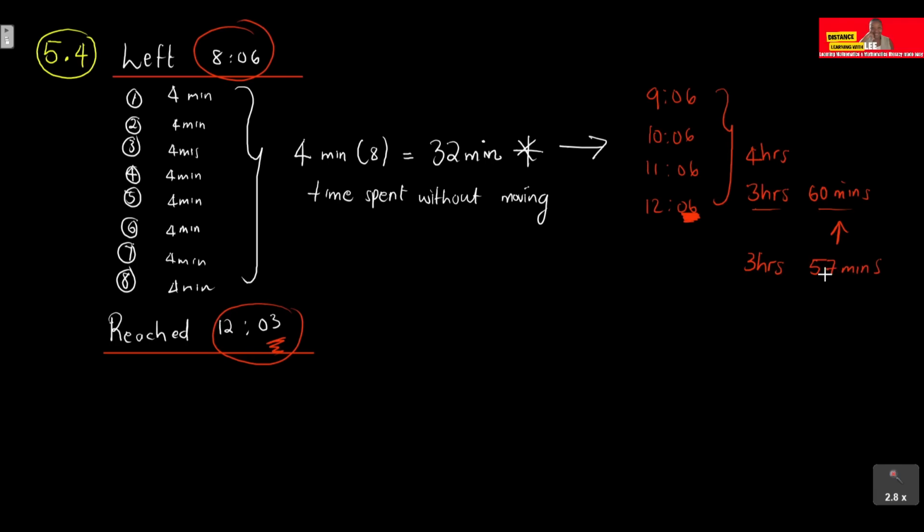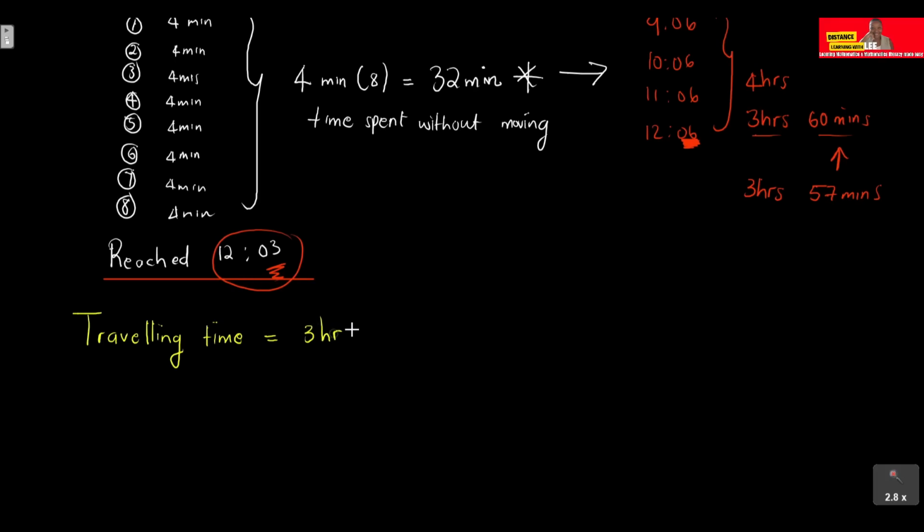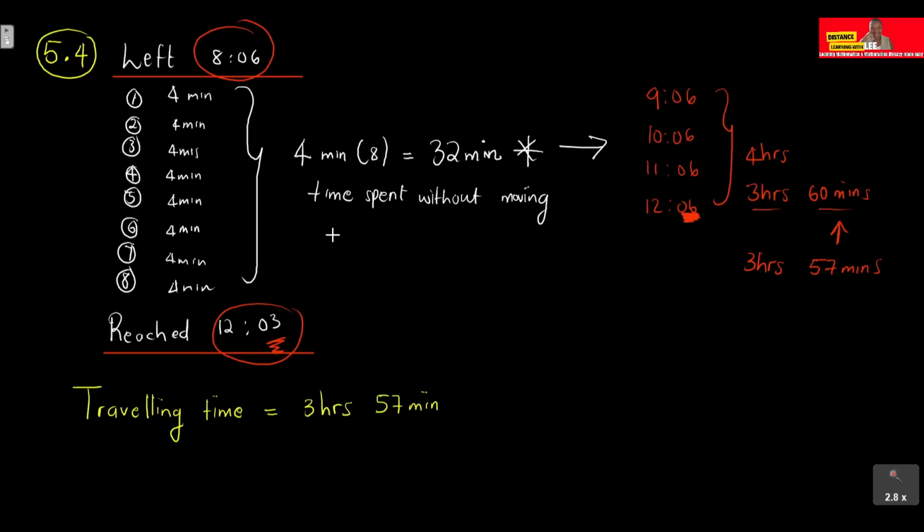That means the time spent traveling was equal to 3 hours and 57 minutes. However, we can't use this time to determine the speed of the train, because there were periods where the train actually stopped. So we need to subtract this stopping time from the traveling time to determine the total time that the train spent moving.